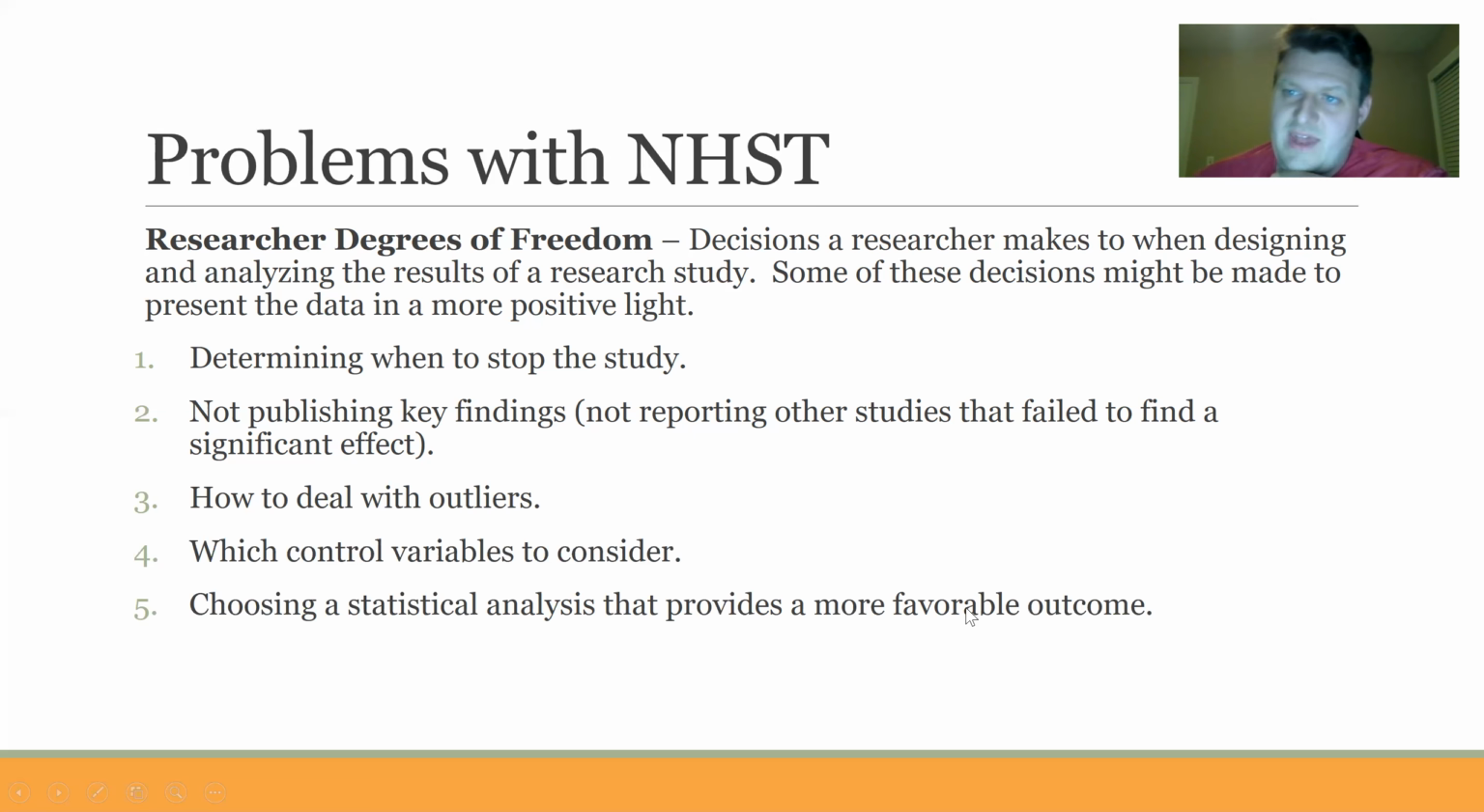Choosing a statistical analysis to provide a more favorable outcome. There's multiple ways to skin a cat when it comes to statistics. We can run many different analyses to try to answer the same question. Especially the further you get in statistics, there might be multiple ways to get at the same kind of research question or research hypothesis. One thing you could do is do all of the different ways and then see which one is better and then report that. But again, that's cheating. That's making your data look better than it really is.